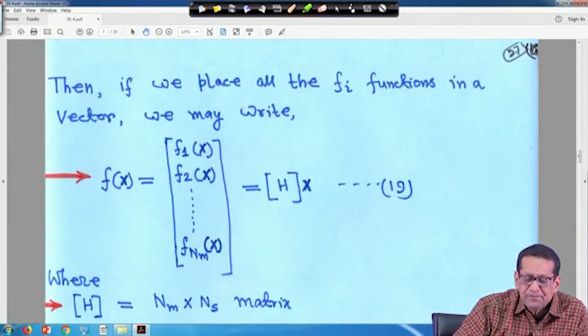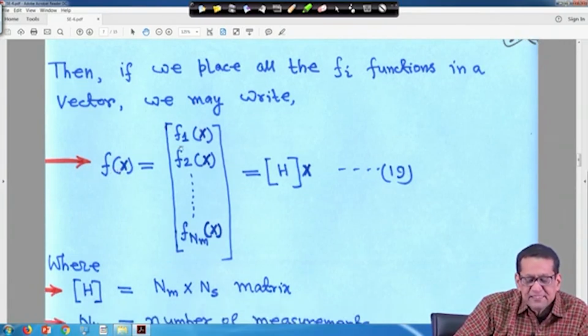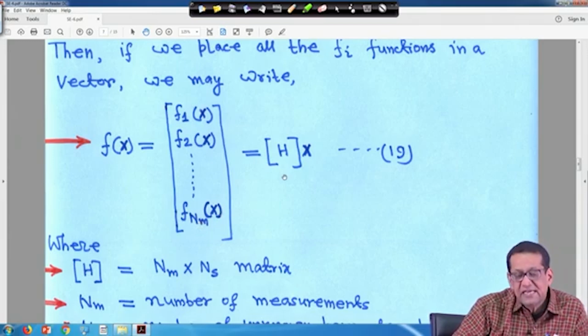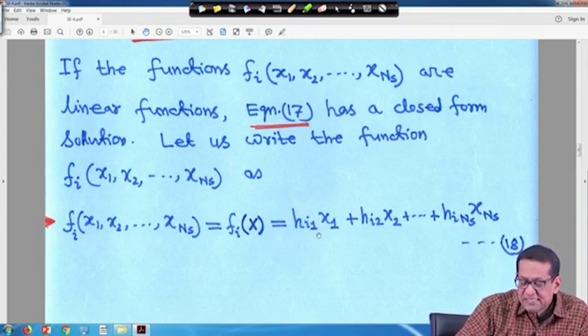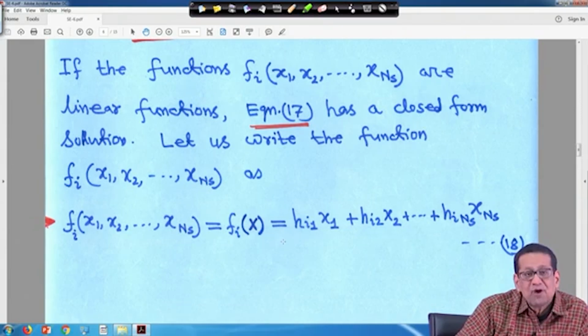Therefore, if we place all the f_i functions in a vector, we can write f(x) = [f1(x), f2(x), ..., f_nm(x)], which is equal to h into x, where i is equal to 1, 2, up to nm, the number of measurements. So it is h_i1 x1, h_i2 x2, up to h_i,ns, into x, with ns the number of state variables, and i equal to 1 to nm, that is your number of measurements, right.